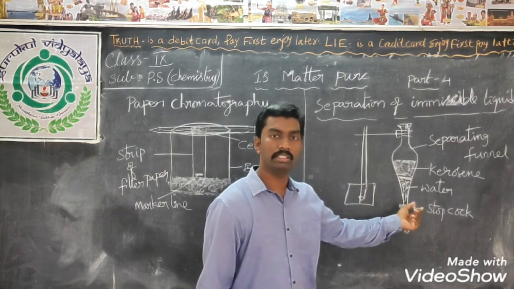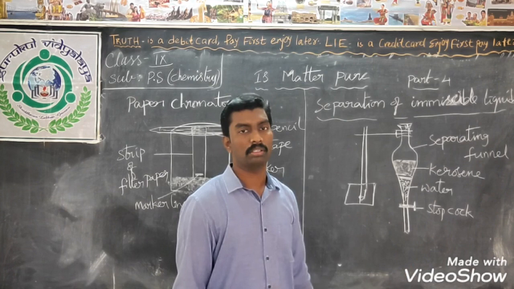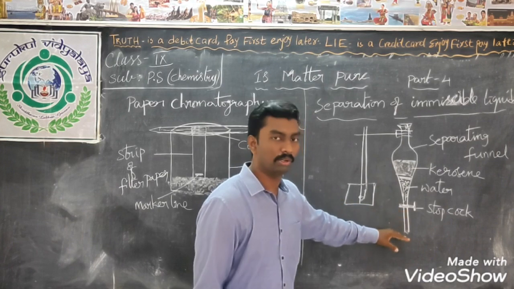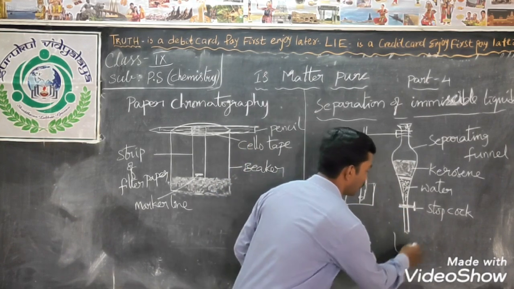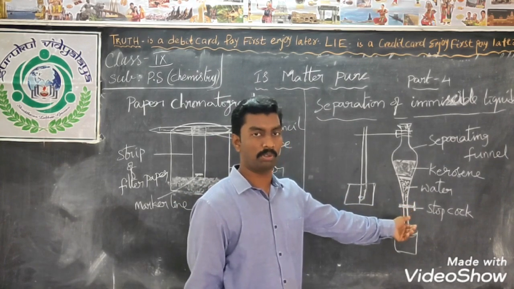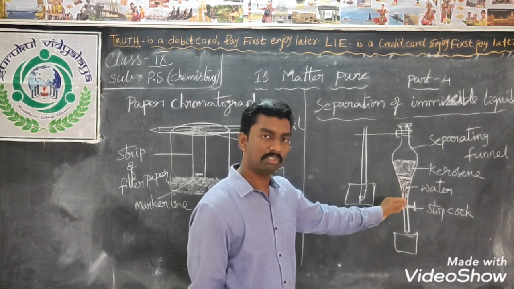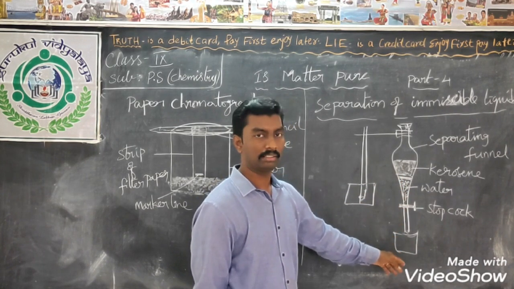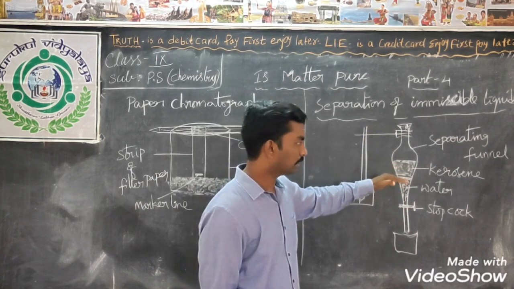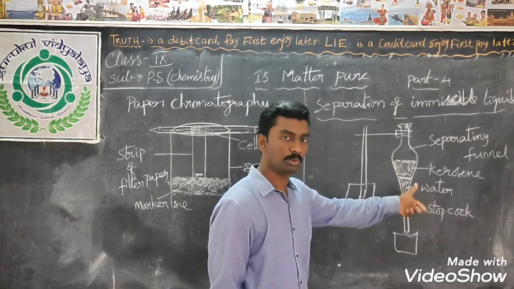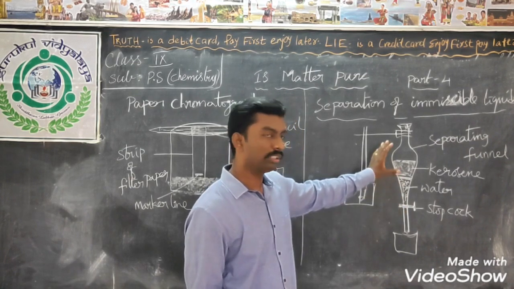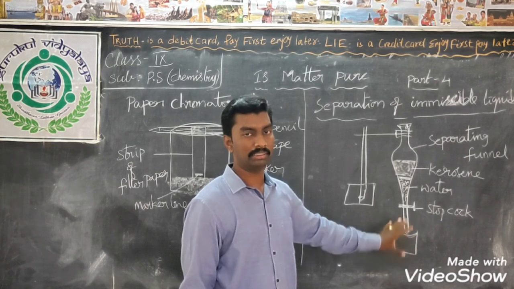How? By unscrewing the stopcock. We leave the water down by placing a beaker below. When we unscrew the stopcock, the water will come and fill the beaker. When the kerosene also starts coming down, as the level decreases, we screw the stopcock closed. Then only the kerosene will be left in the separating funnel.